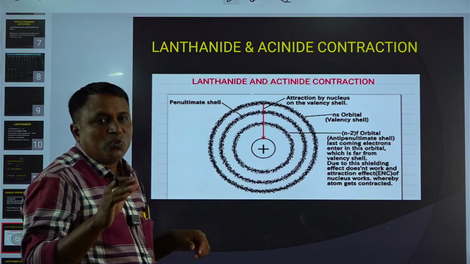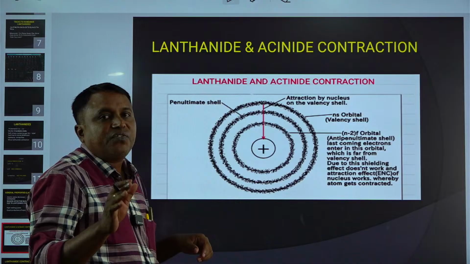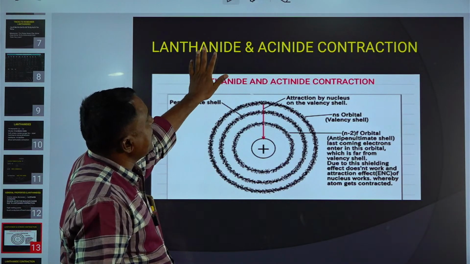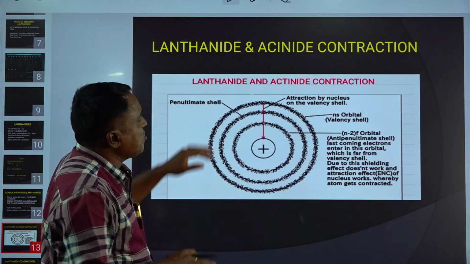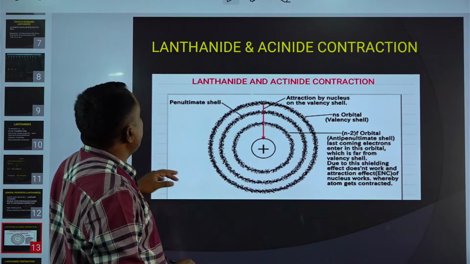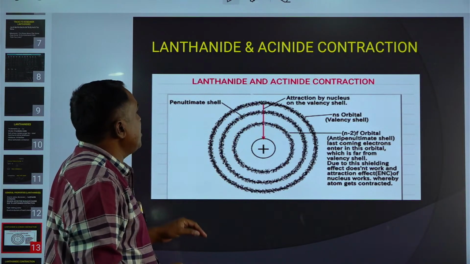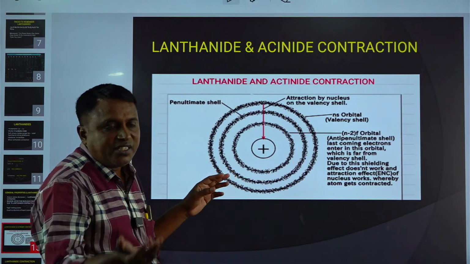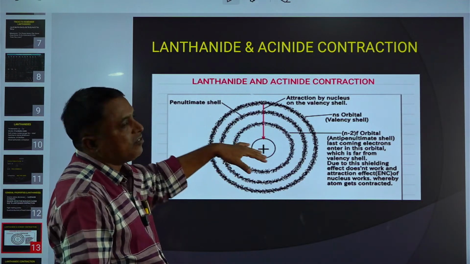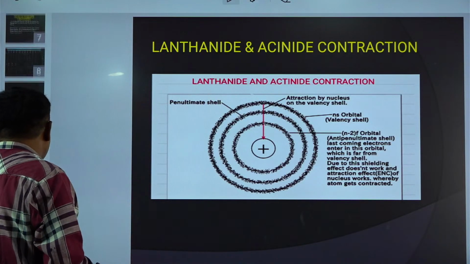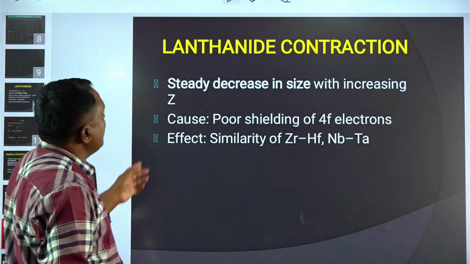This is due to the poor shielding effect of 4f orbitals. This is called lanthanoid contraction, as well as actinoid contraction also. The same mechanism also works in the actinides. Therefore, it may also be called actinoid contraction. In the case of actinides, it is actinoid contraction. In the case of lanthanides, it is lanthanoid contraction. So this is about lanthanoid contraction.